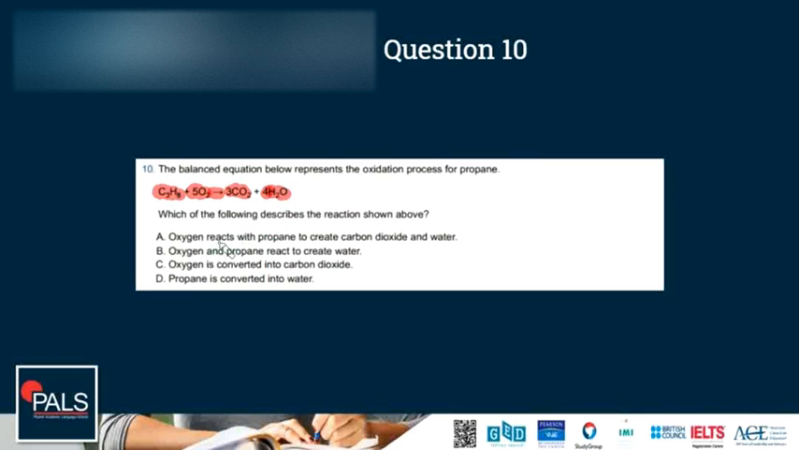That means that the first answer, answer A, oxygen reacts with propane, or the other way around, propane reacts with oxygen, that doesn't matter, reacts to create carbon dioxide and water. So answer A is correct.